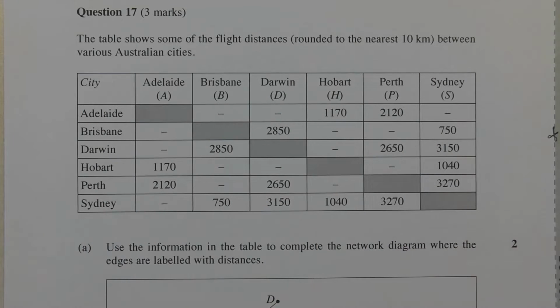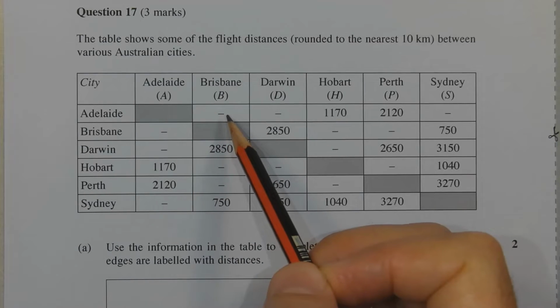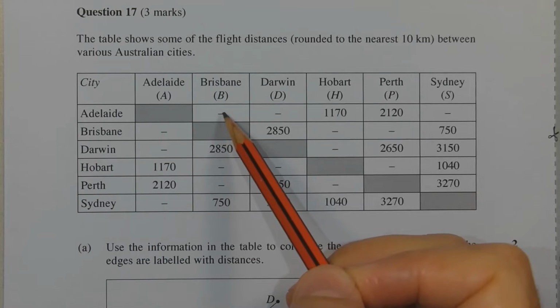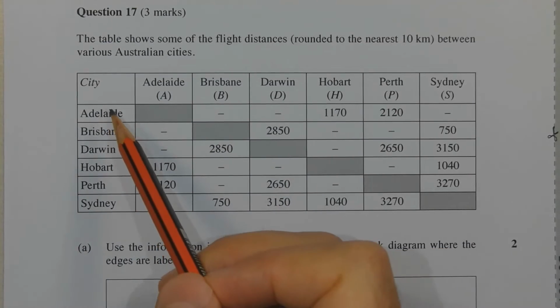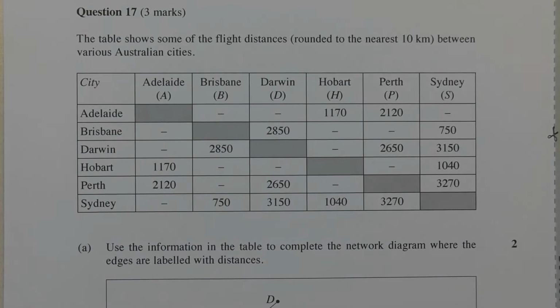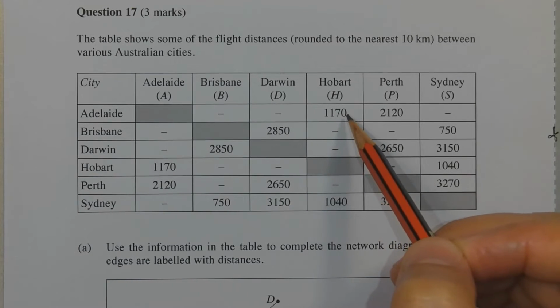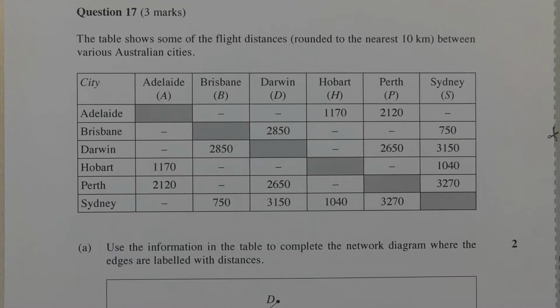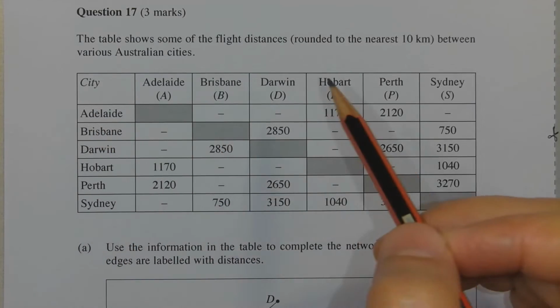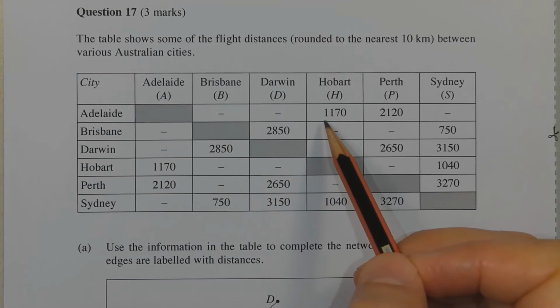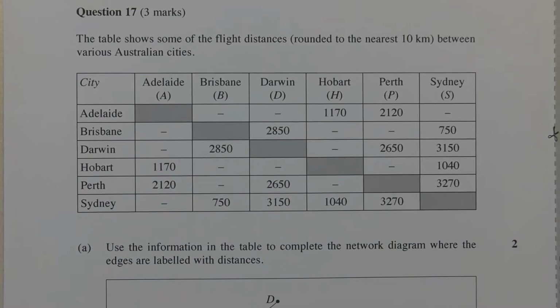Let's analyse this table. Any cell that contains a dash means there's no direct connection by plane between those two cities. So for example, this dash here indicates there's no direct flight between Adelaide and Brisbane. Any cell that contains a number or a value, for example, this cell here, 1170, indicates that there is a direct flight between Adelaide and Hobart, and the distance by plane between those two cities is 1,170 kilometres.